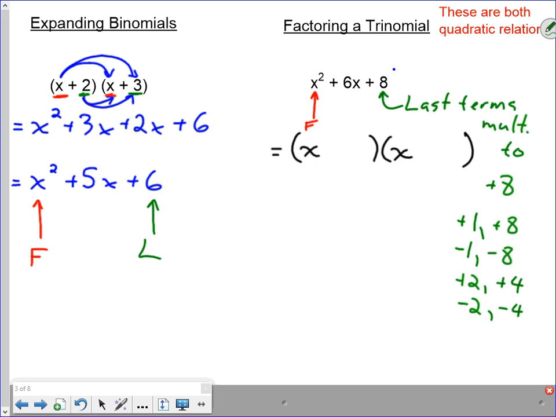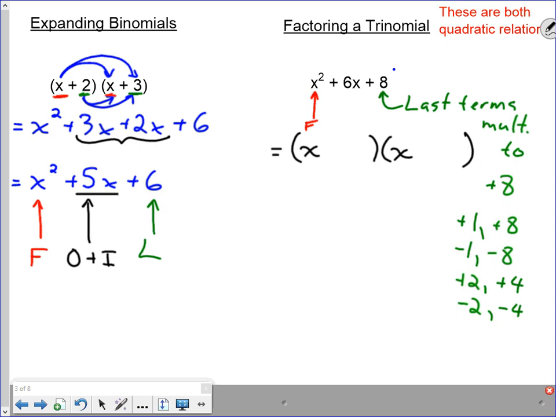How do we know which ones are the correct ones to put in there? Well, this is where we look at what's going on in our middle term here. This middle term came about from adding our outside term and our inside term. So these two terms together got added together to give us this 5. Now, where did these two terms come from? Well, the 3x comes from our outside times our first one, right? And our 2x comes from the 2 times x, so the two insides.